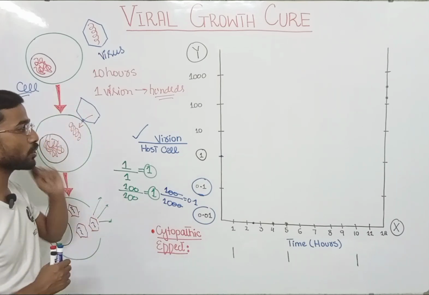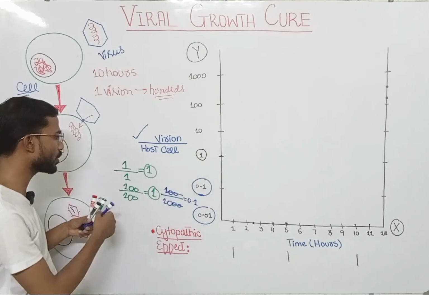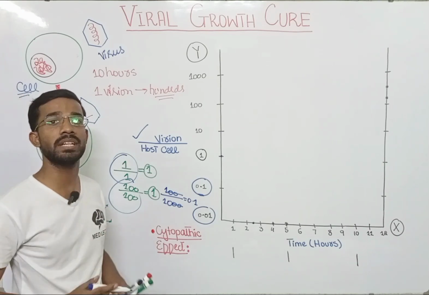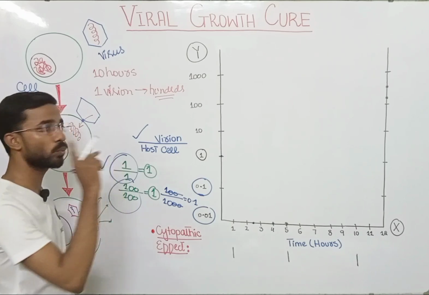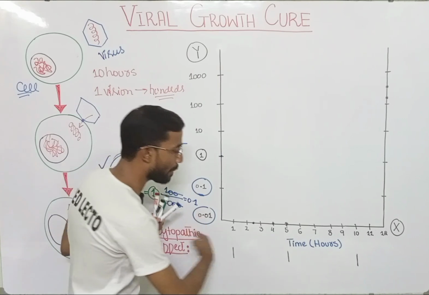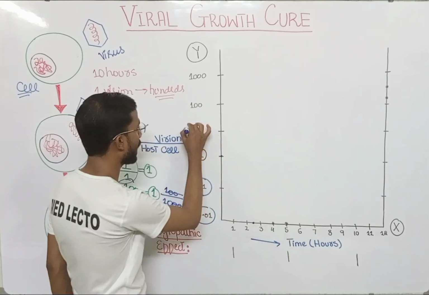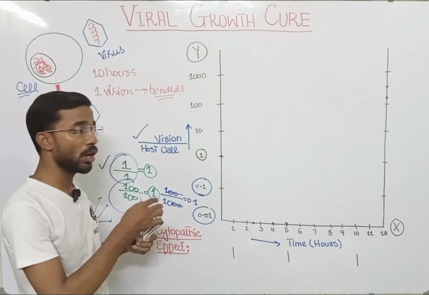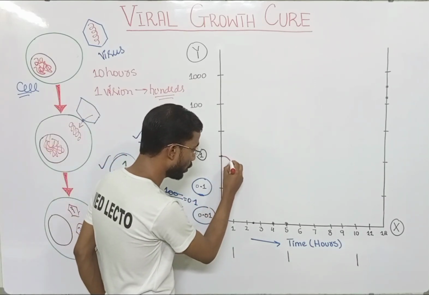Now, if I say the starting point will be 1, it can be different ratios. If the number of virions and host cells are equal, then you will see 1. Let's suppose there is one virion and one host cell. That is the starting point. With the passage of time, the time goes on the x-axis and the ratio changes. With the passage of time, you will see the virion disappear.